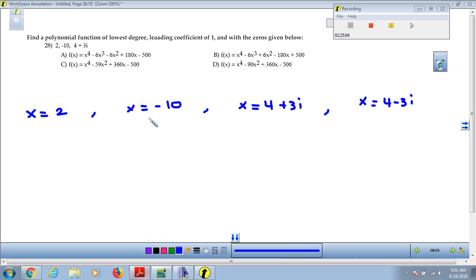Okay, the leading coefficient is going to be 1, so that's good. At the end we don't have to multiply times anything. When I send this 2 to the left side of the equal sign, it becomes a -2, and I equal it to 0. When I send this -10 to the other side, it becomes +10.